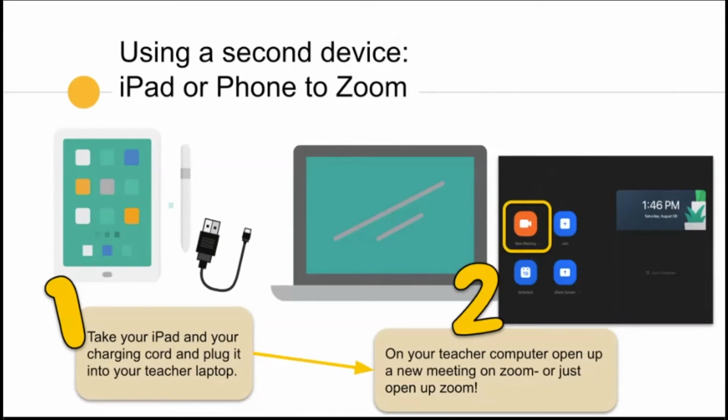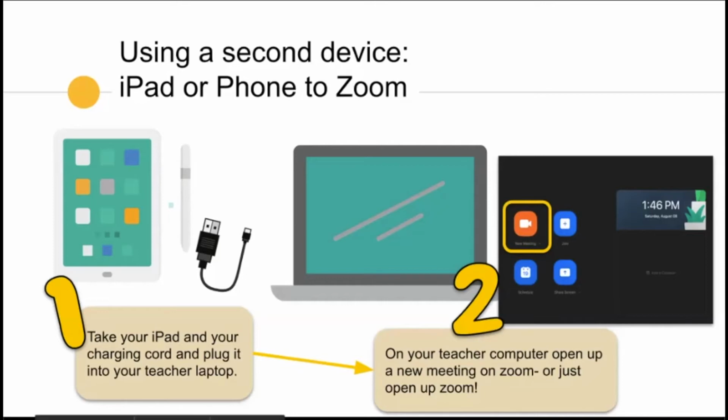Okay. If you have access to a secondary device, it could be your phone. If you have access to an iPad, awesome. All you need is a lightning charging cord. You can plug this into your iPad or your phone and then plug it into your teacher laptop. And then it becomes another device. If you need to annotate or write or do like a doc cam kind of situation, you can do that straight on an iPad.